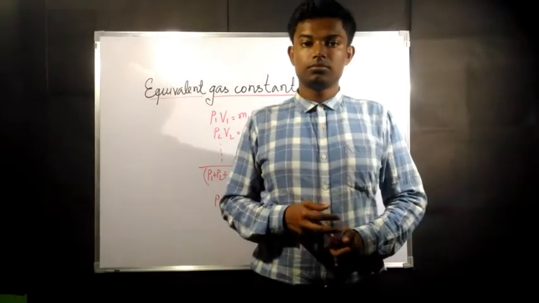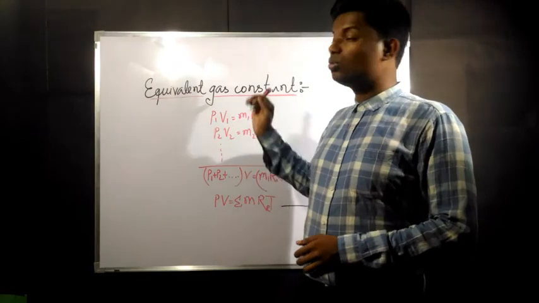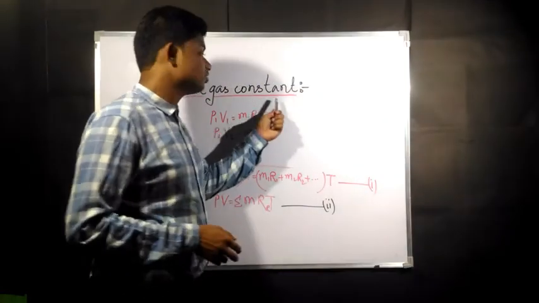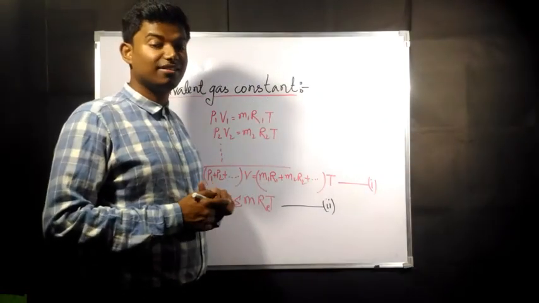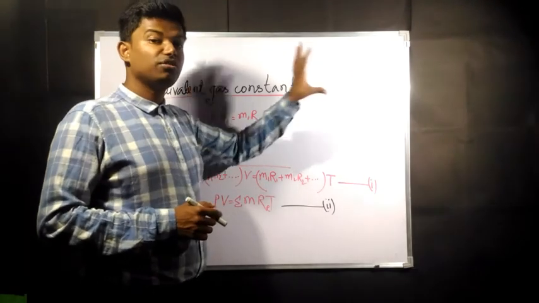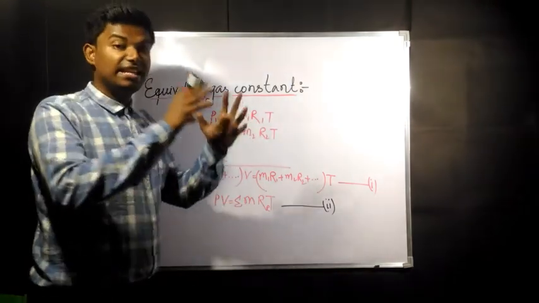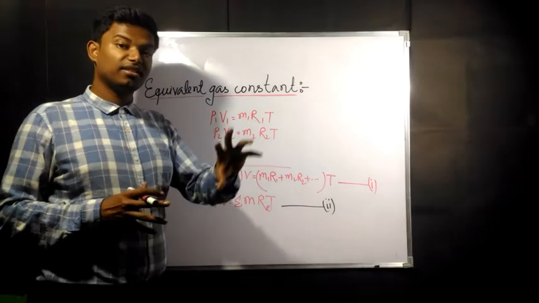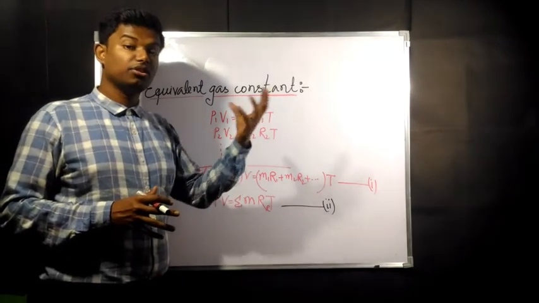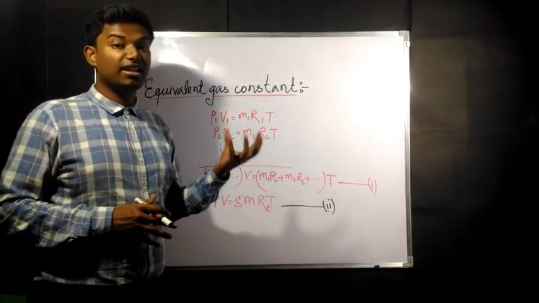The next thing we'll discuss is the equivalent gas constant, and this is going to be the characteristic gas constant, not the universal gas constant. In a mixture there will be several gases, and several gases will have several characteristic gas constants.